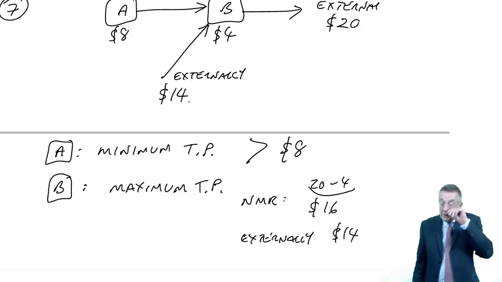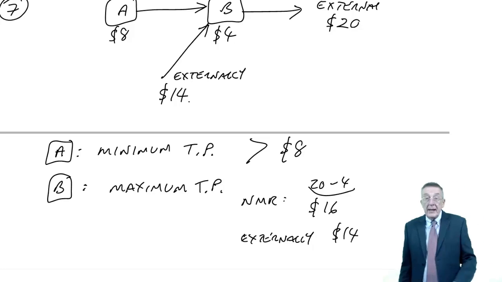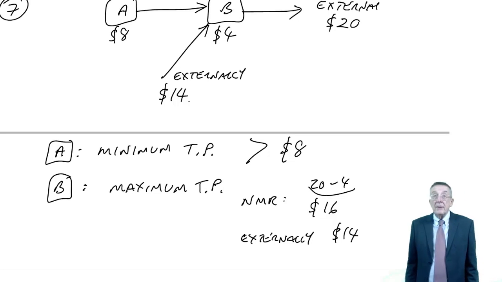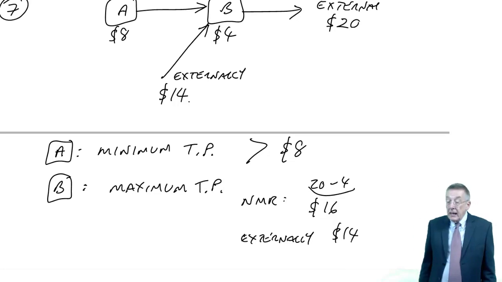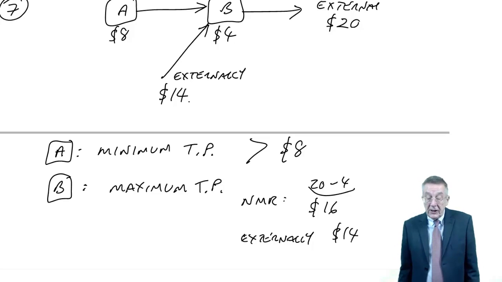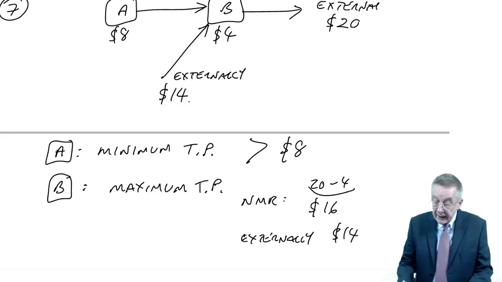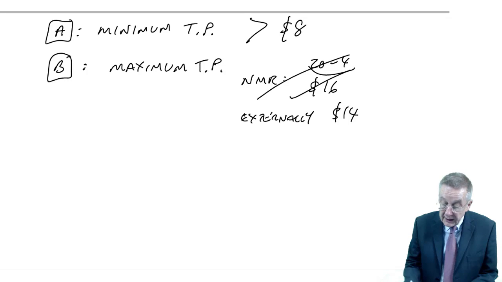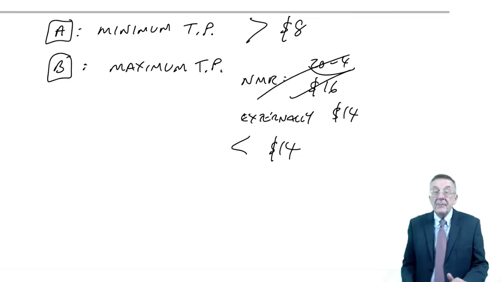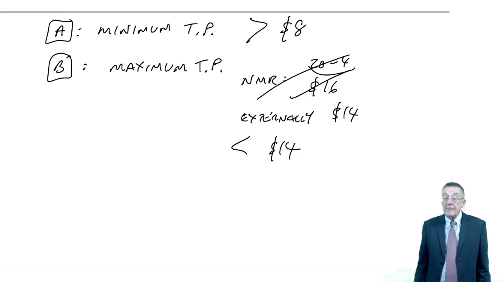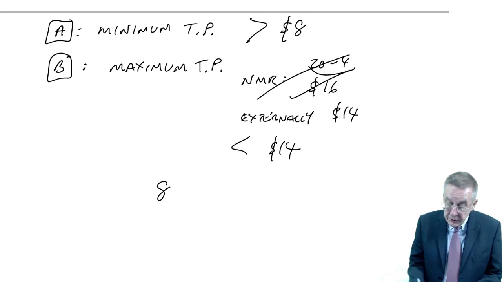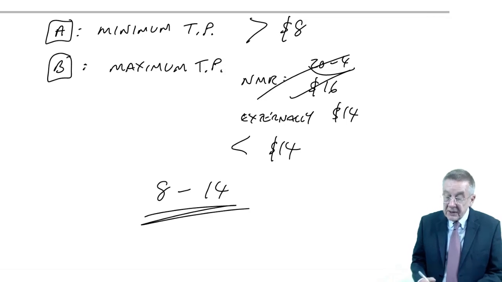And so what are they going to do? Buying externally will make them a profit. They can buy from A, but of course, they're not going to pay A more than 14. If A was charging 15, it may be profitable, but they make more profit by buying externally. So in fact here, the net marginal revenue is irrelevant. The maximum transfer price is going to be 14. If A charges more than 14, B would prefer to buy externally. And so the range will be 8 to 14.